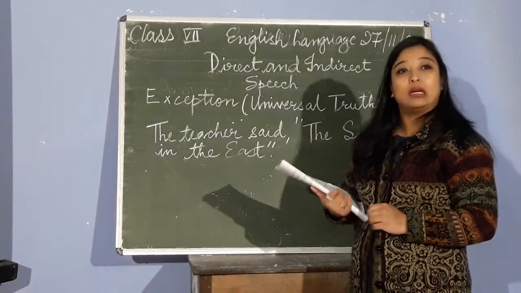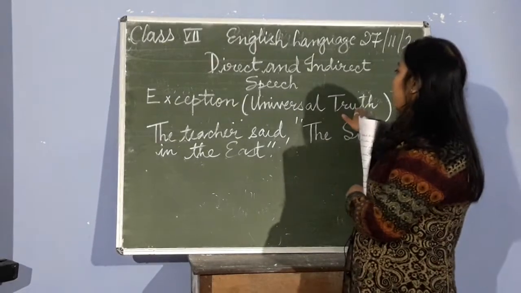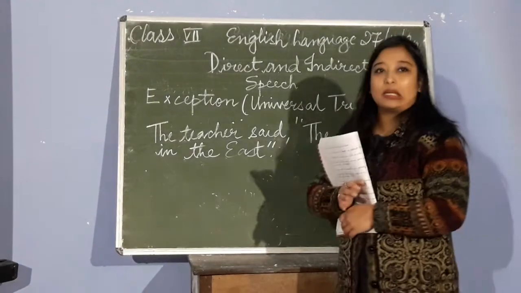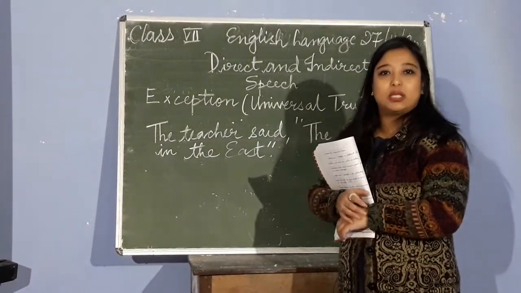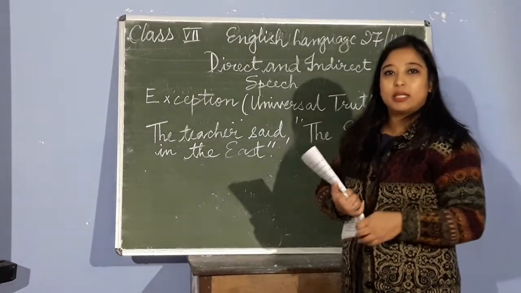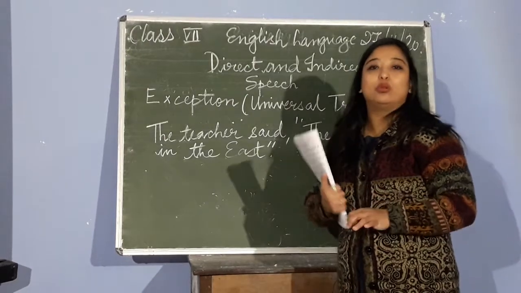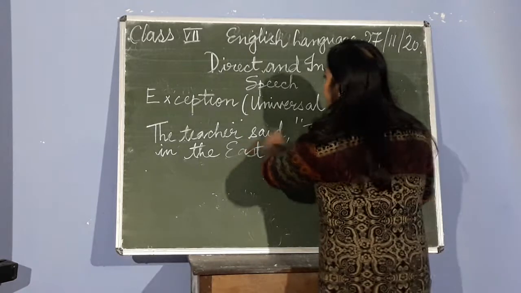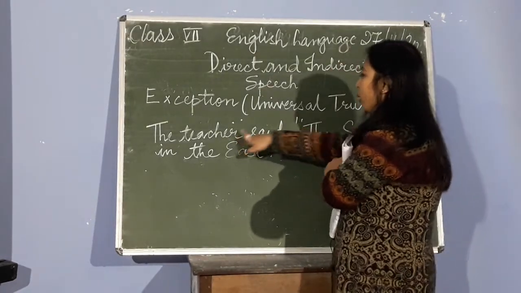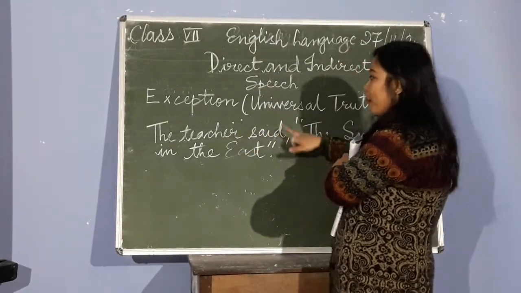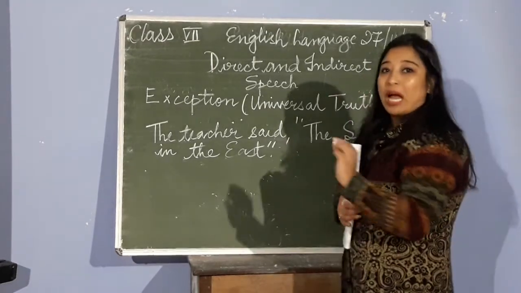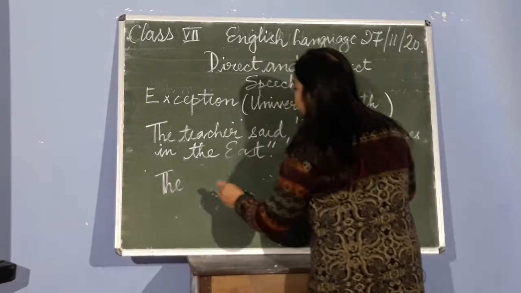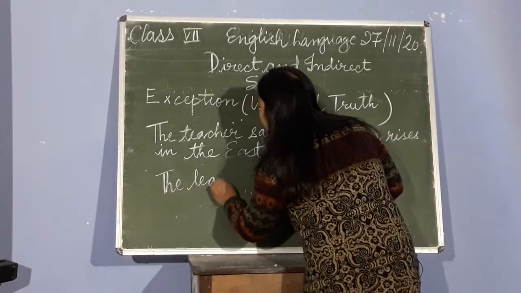It should remain in the present itself, because the universal truth, like the sun rises in the east, is going to happen till eternity, and it can't be stopped, or it can't be termed as past. So that is the reason, even if the reporting verb is in the past, the reported speech has to be in the present. If you have to change it into indirect, you'll have to write the teacher said.